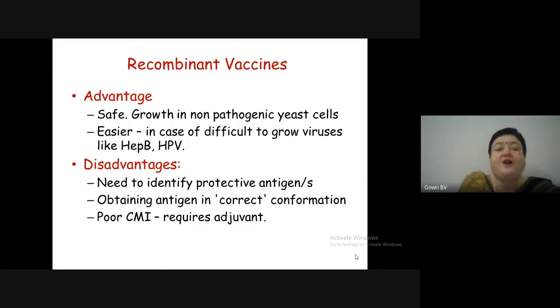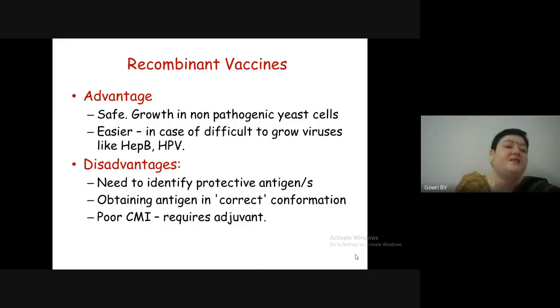In the case of difficult to grow viruses like hepatitis B virus and human papilloma virus, viruses require a live human cell for their growth in tissue culture. It requires an animal model for its growth. But if you can produce recombinant vaccine, it is a very easy means. You can isolate the DNA coding for antigen, and you can clone it in a non-pathogenic strain. So it is easier for growing the viruses, of course, like hepatitis B and HPV, for production of recombinant vaccine.